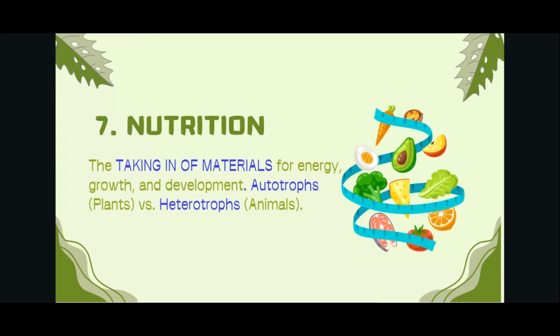And finally, N for nutrition. The taking in of materials for energy, growth, and development. Remember the key distinction here. Plants are autotrophs, using light to make food; animals are heterotrophs, needing to ingest complex organic compounds.